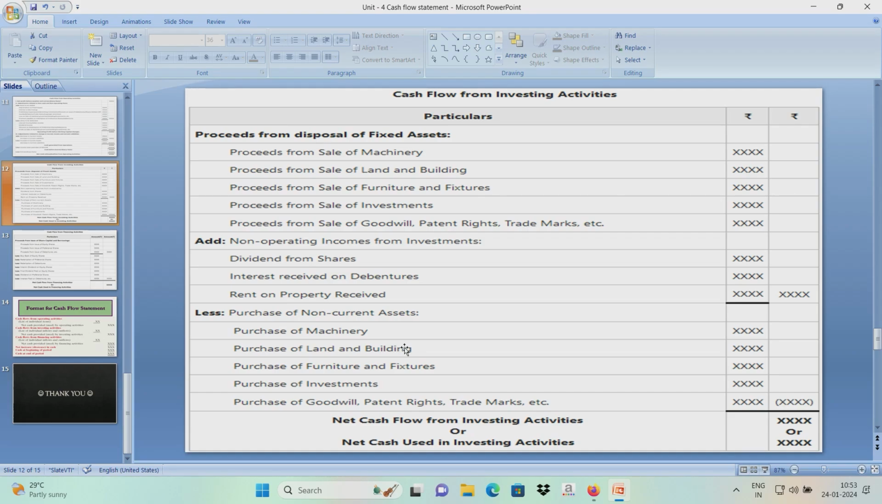And after that we have to subtract the non-current assets which we purchased, that is purchase of machinery, purchase of land and building, purchase of furniture and fixtures, purchase of investments, and purchase of goodwill, patents, trademarks, etc. So from the sales, we add our non-operating income to ascertain one amount. From that we subtract the purchase of non-current assets. After that we are able to find out our investing activity amount. If the answer is positive, then it is a cash inflow. If it is negative, it is cash used in investing activities.